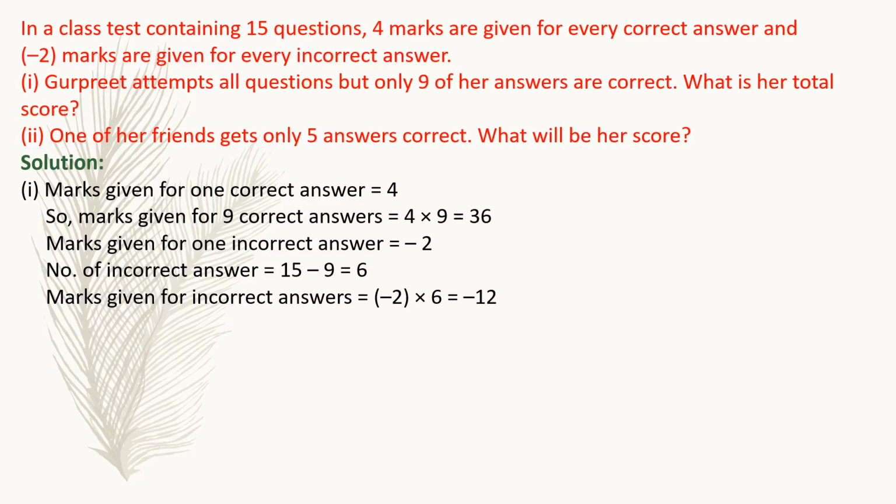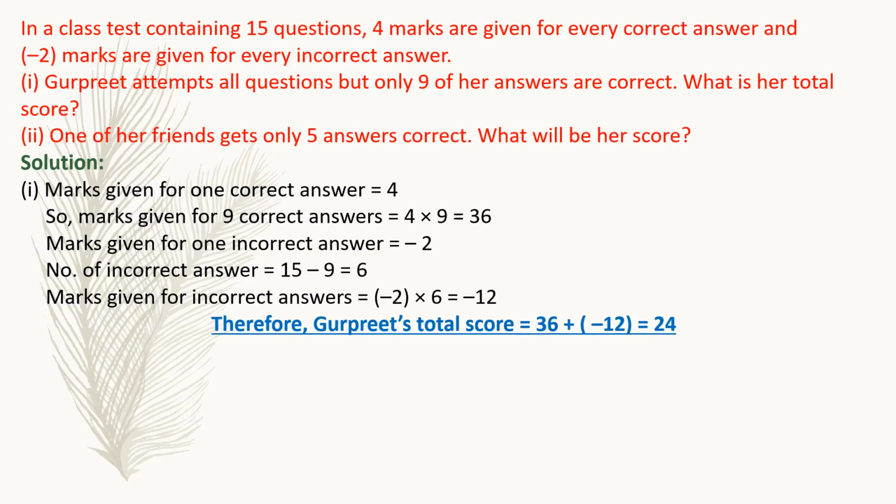So in the first case, to find the answer of the first part, we can see here marks given for 1 correct answer is 4. So marks given for 9 correct answers is 36. Marks given for 1 incorrect answer is -2, and we can find the number of incorrect answers, which is 6, and then the marks given for incorrect answers is -12. So in this way, the total score of Gurpreet is 36 minus 12, it is 24, because we will subtract the marks obtained for incorrect answers from the marks obtained for correct answers.